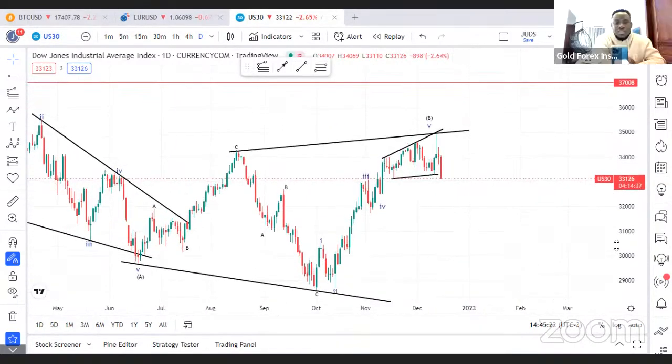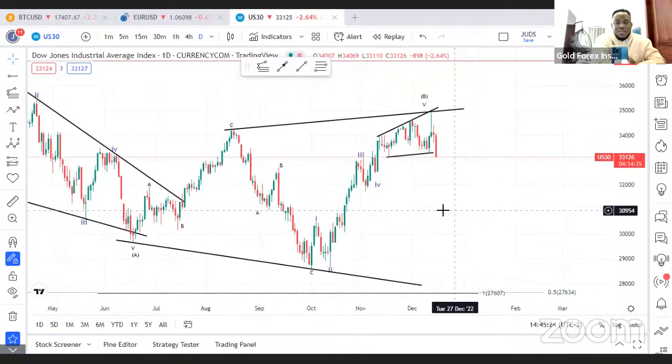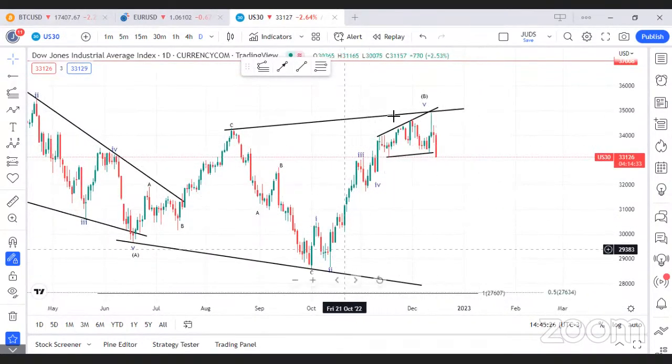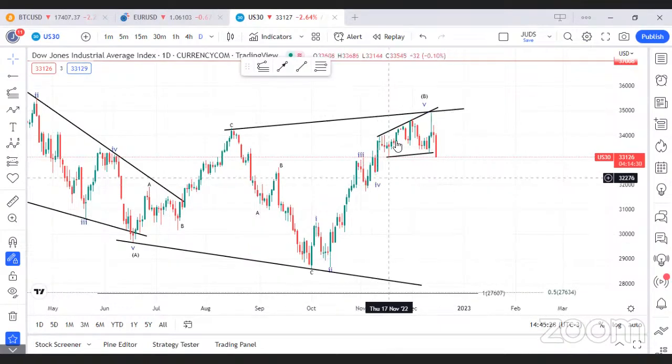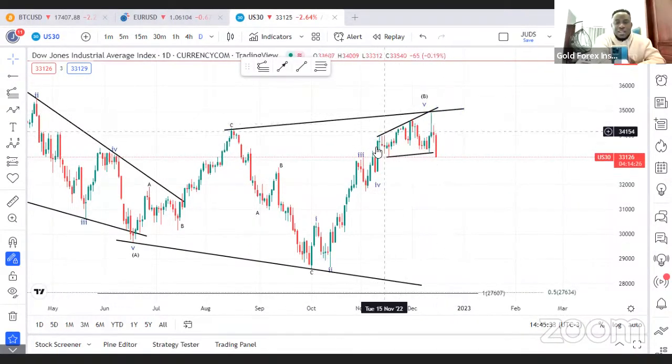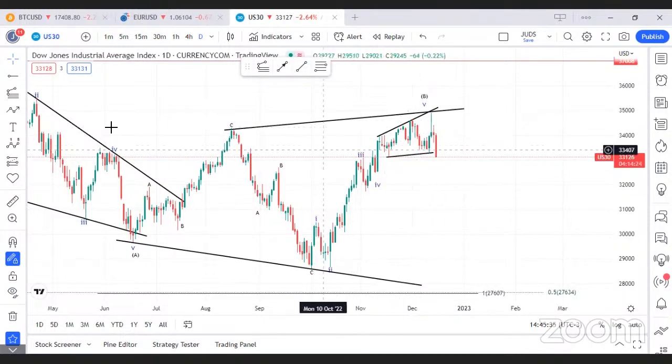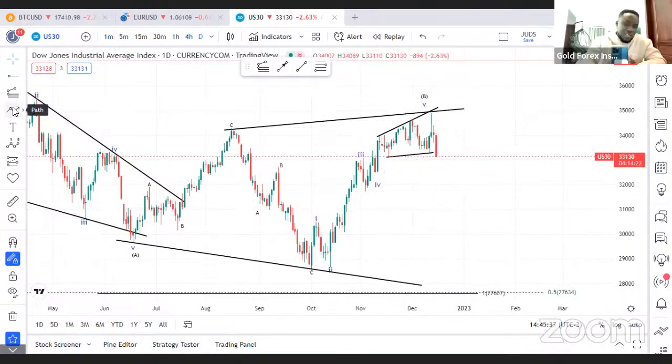So I love this chart. Yeah, so the final leg of the flat too, we can see that it's in 5 waves with the final one giving us another expanding diagonal. And there's even a harmonic pattern within.